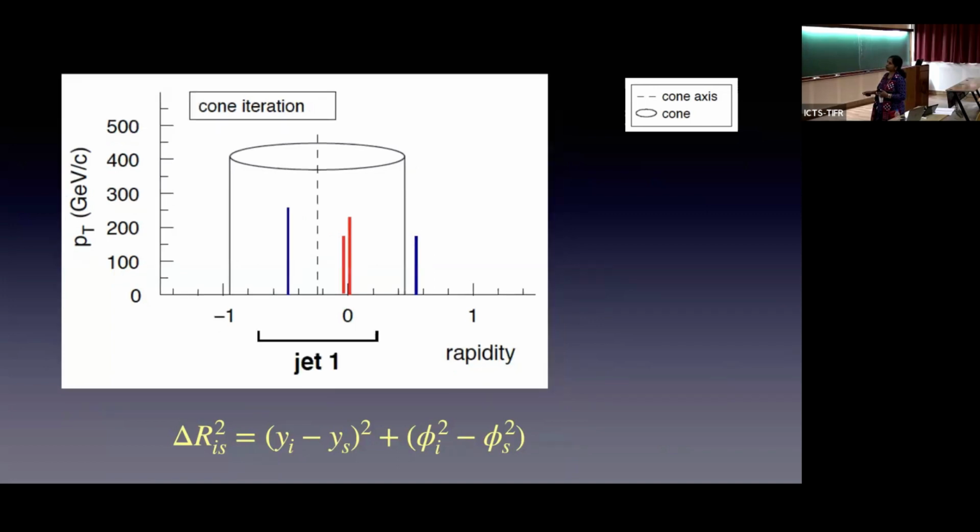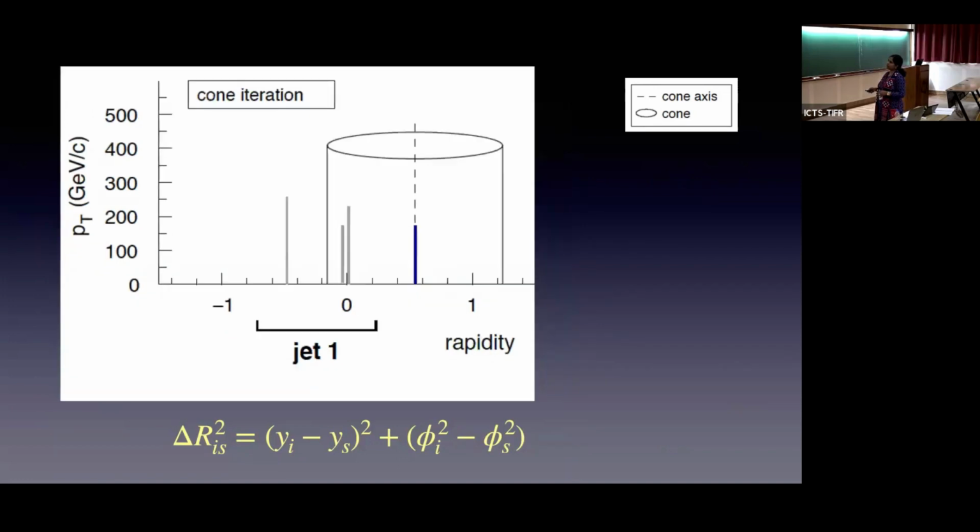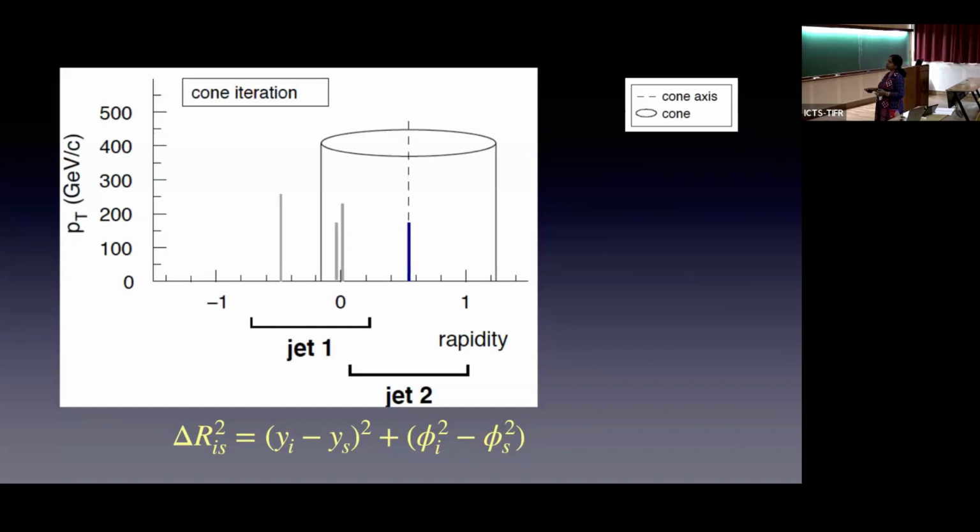This is your jet 1. Now you have this particle remaining. Once your jet is defined, the idea is you remove all these particles, so you don't have to consider them. Now you have this particle remaining in the event. This is the only particle, so this becomes your new seed, and you define your stable cone here. This will be your new jet because there are no particles around. This is gray in color, which means they don't exist anymore. So this becomes your second jet.